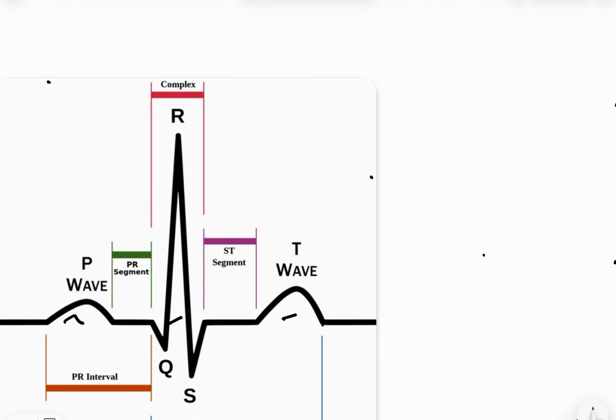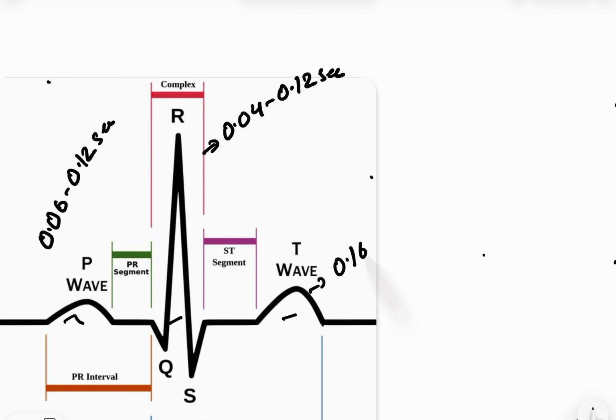Time taken for each wave is different. In the P wave, the time taken is 0.06 to 0.12 seconds. QRS takes only 0.04 to 0.12 seconds. The T wave takes 0.16 second. And then we studied about the PR interval. PR interval takes 0.12 to 0.2 seconds. And the QT interval, it says 0.31 to 0.38 seconds.